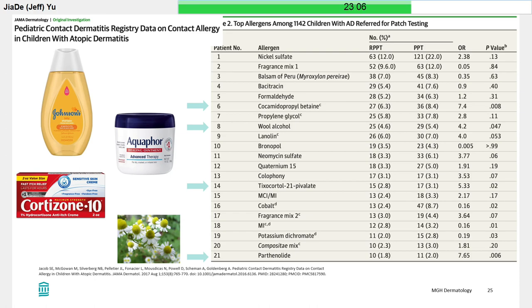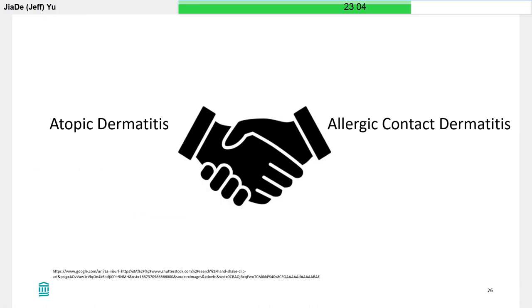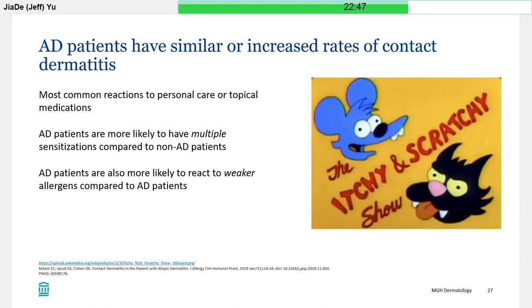So pretty much what we can say from this is that atopic dermatitis and allergic contact dermatitis can occur together. We know that kids who have atopic dermatitis and adults with atopic dermatitis are more likely to react to weaker sensitizers. And we know that the worse atopic dermatitis you have, the more likely you are to have more reactions when it comes to allergic contact dermatitis.